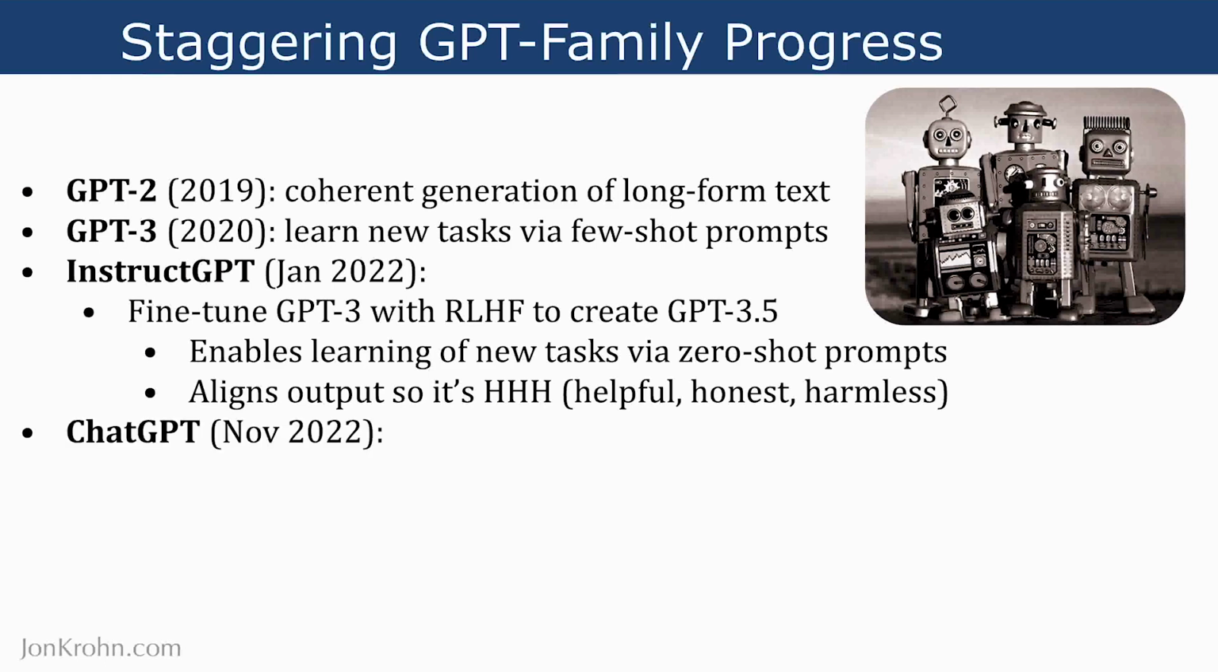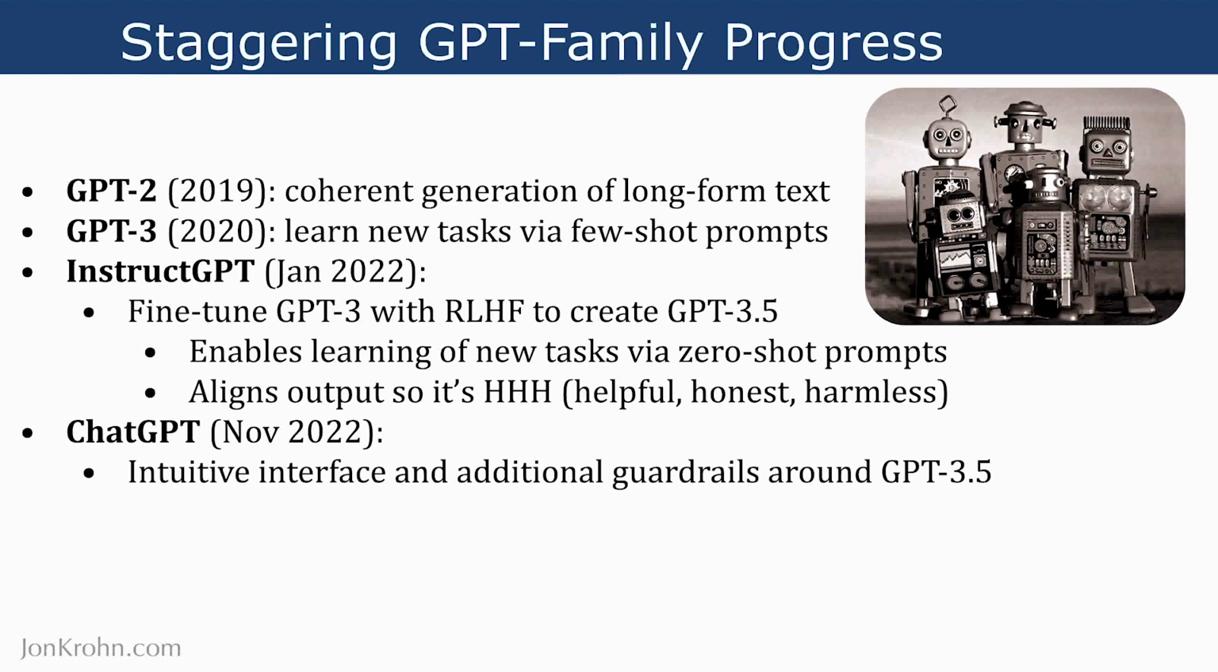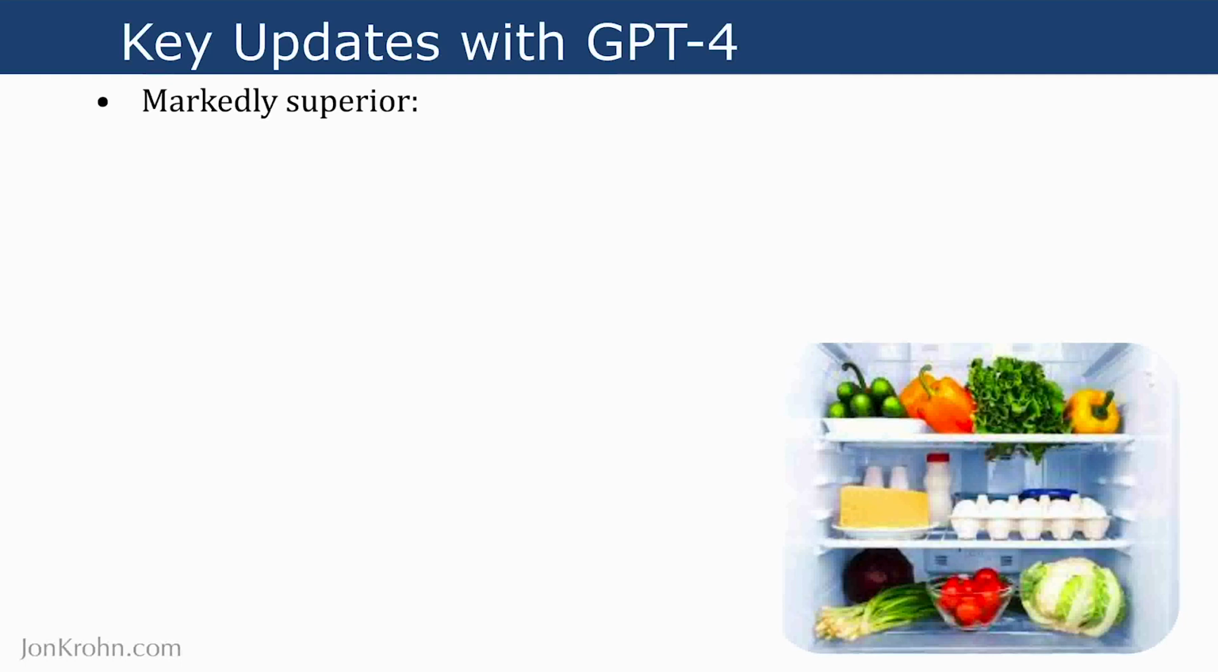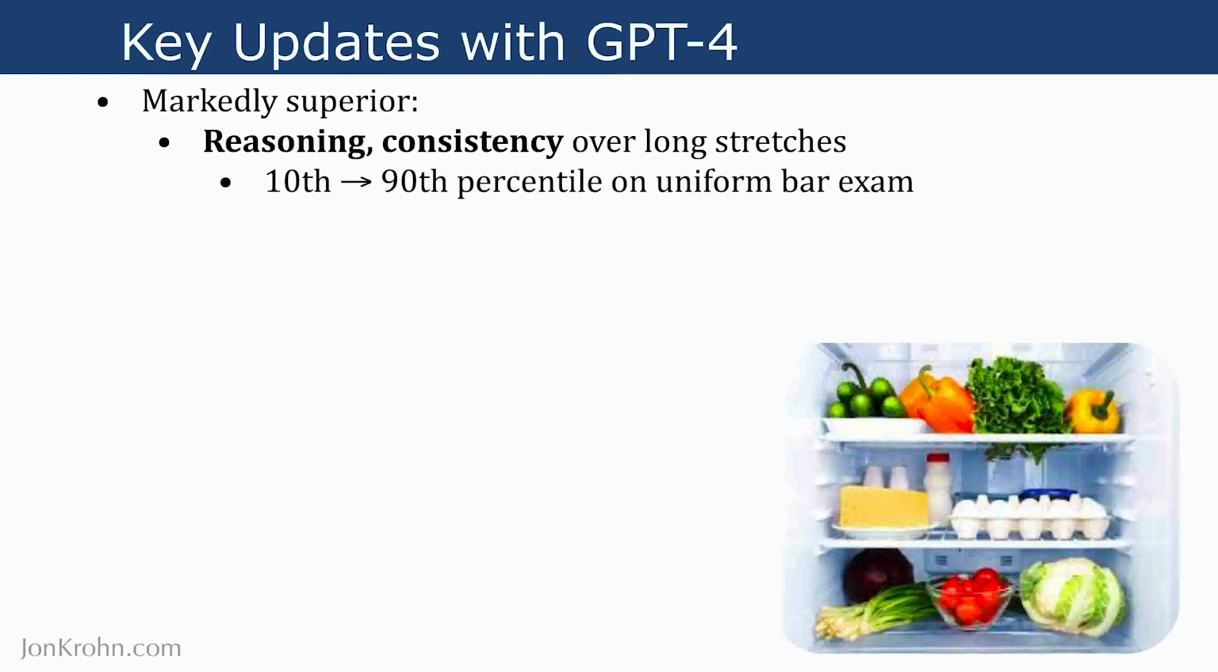And then ChatGPT came out in November. This intuitive interface added additional guardrails around GPT 3.5 as it was being released into the public. And then GPT-4 came out just 2 months ago, and it's markedly superior to any of the preceding LLMs. It has reasoning and consistency over long stretches. So this means that on the uniform bar exam, which is a text-only legal exam, you spend years and years studying to be a lawyer.